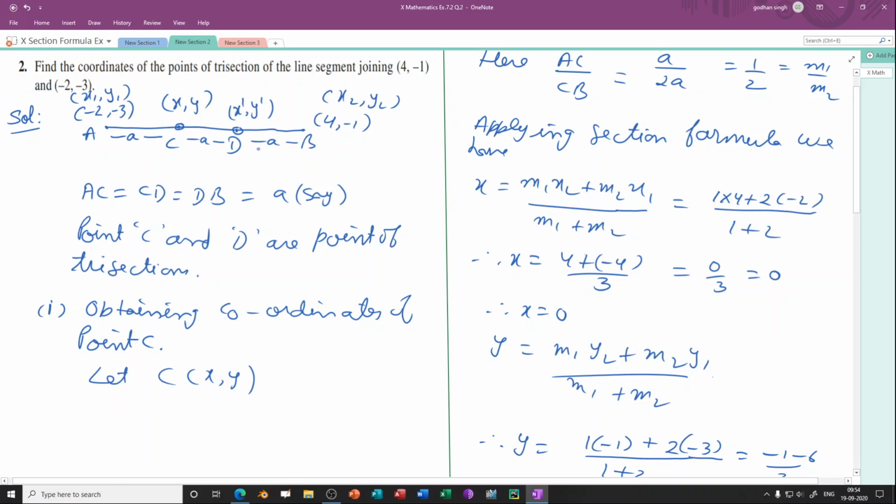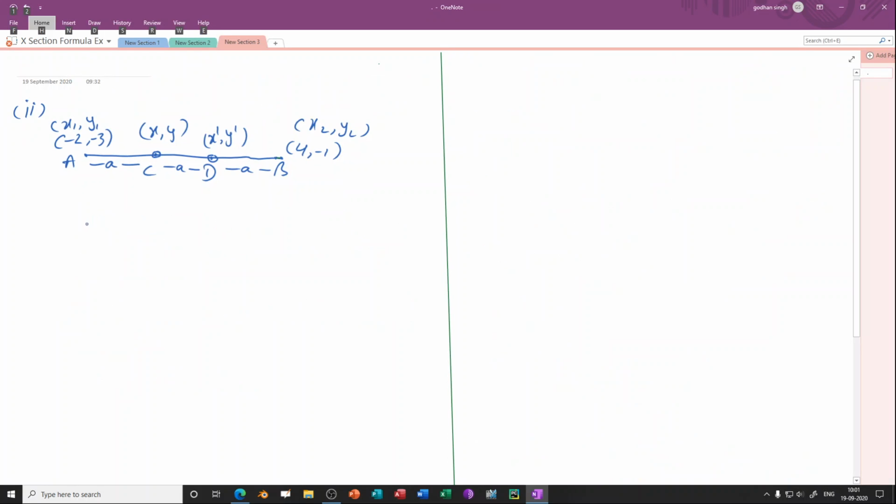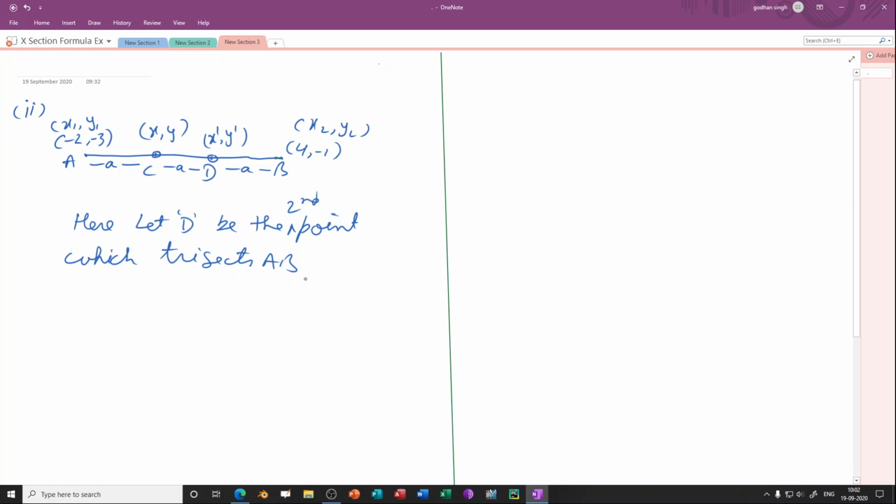Same way we'll use section formula. First of all, we'll find the ratio of AD and DB, that is, point D at what ratio it will divide AB. So let's start doing this one. Now first of all, we'll find the ratio, that is m1 ratio m2. So here let D be the point which trisects AB. Let D be the second point. First already we have obtained. So let D be the second point which trisects AB.